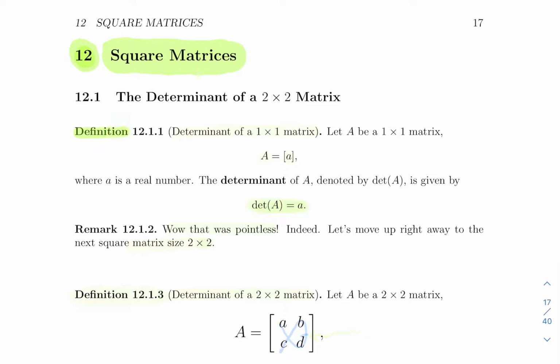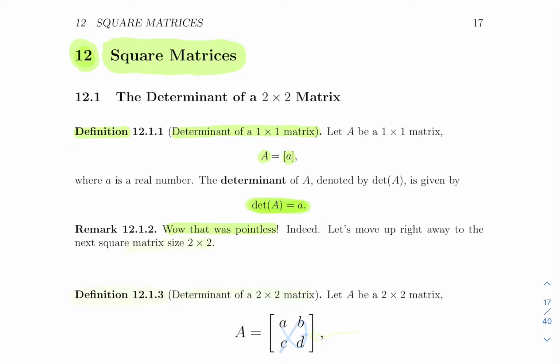So first definition, what's the determinant of a 1 by 1? So I'm really just introducing this definition for the sake of completeness, but we're not going to be spending too much time. So if you have a 1 by 1 matrix where the entry is A, then the determinant is just the entry itself. So not super interesting, so kind of pointless even.